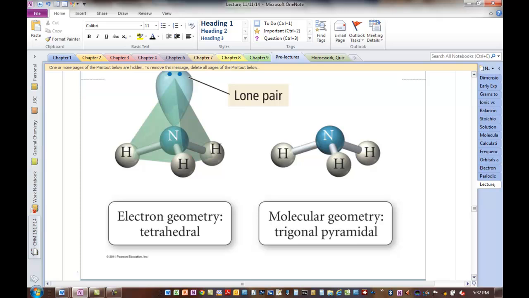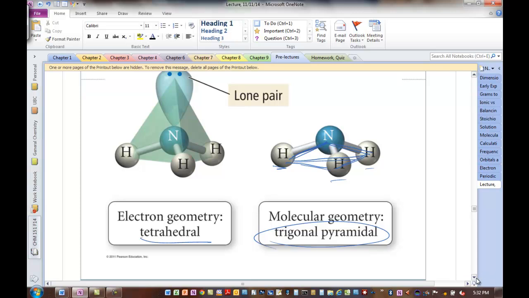So maybe we'll talk in class about what we want to use to talk about the electron shape: tetrahedral, 4 pairs. The molecular geometry is actually a pyramid because the hydrogens are not in the same plane as the nitrogen. If we connect all of these, we get a pyramid shape. It's still trigonal in the sense we have 3 hydrogens, but they're not in the same plane. The nitrogen's above the plane of the hydrogens. So we're going to call that a trigonal pyramid.